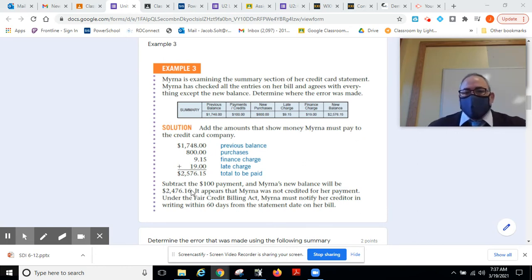Okay, so once we subtract that $100 payment, Mirna's new balance becomes $2,476.16. Actually, it should be 15 cents. No, that's probably a typo. This appears that Mirna was not credited for her payment. Remember that under the Fair Credit Billing Act, Mirna must notify her creditor in writing within 60 days from the statement date on her bill. So she can get this fixed as long as she notifies them of the error within 60 days.